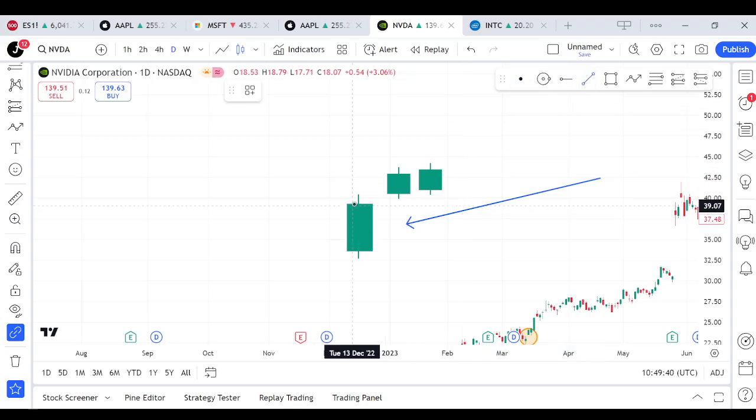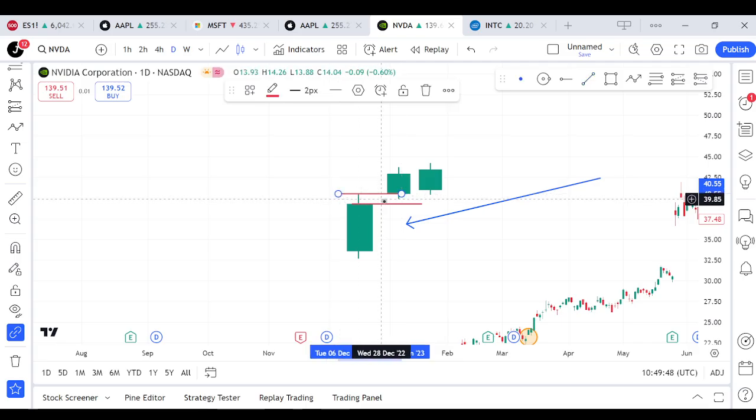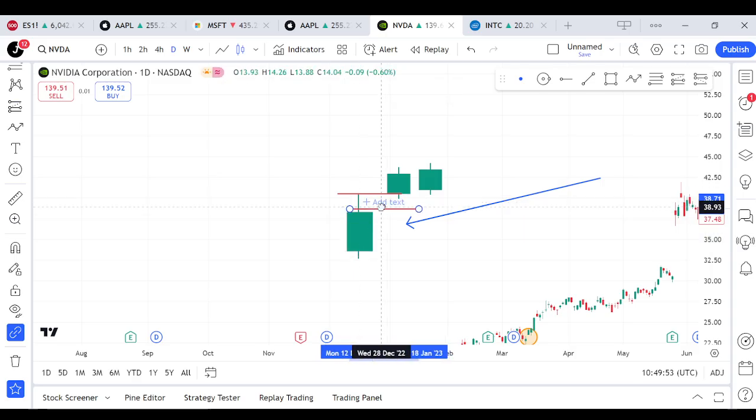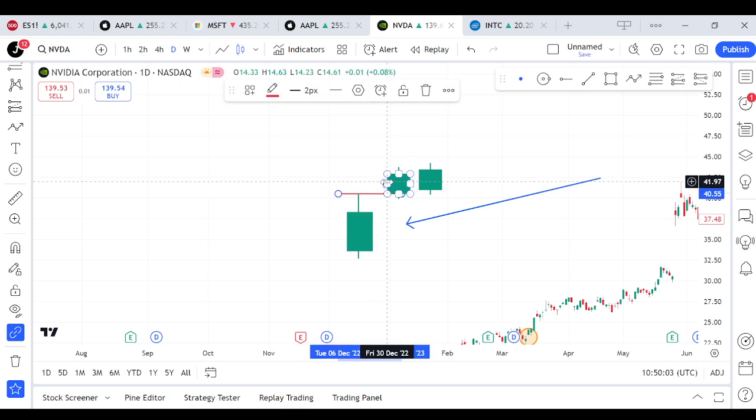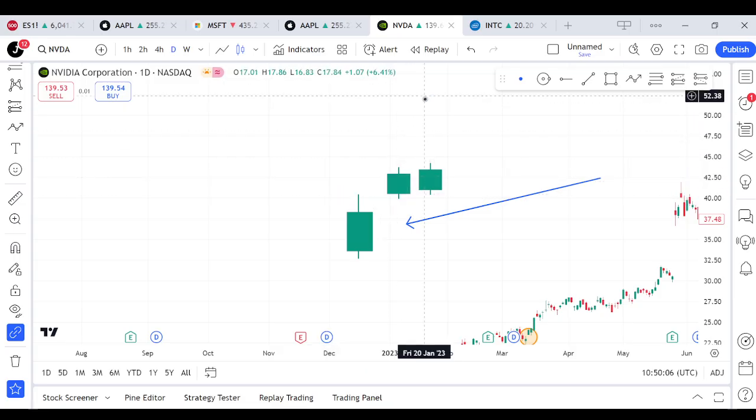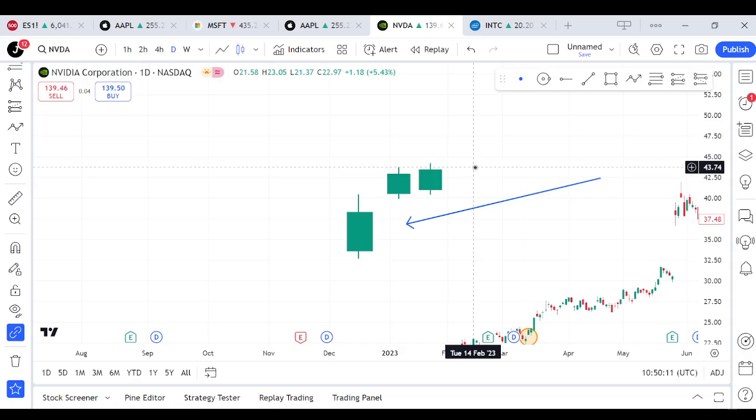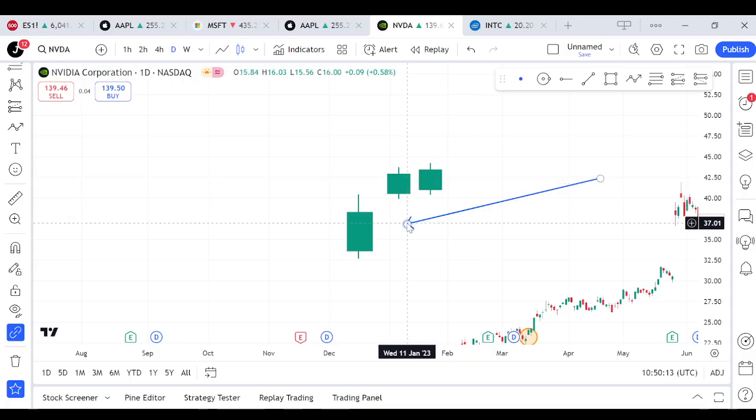There should be a gap between the first and the second candle, between the first candle's close and the second candle's open. It could be small, it could be big actually, but there should be a gap. Then we have the third candle, and the third candle opens and closes at similar levels as the second candle, reinforcing the bullish momentum.